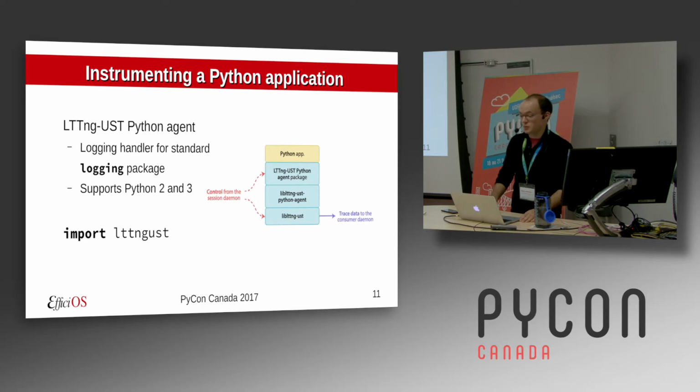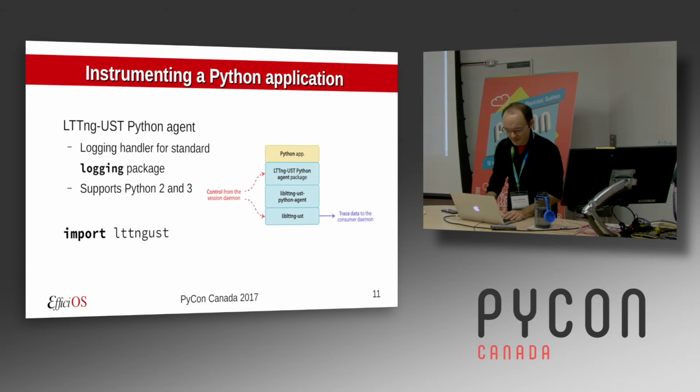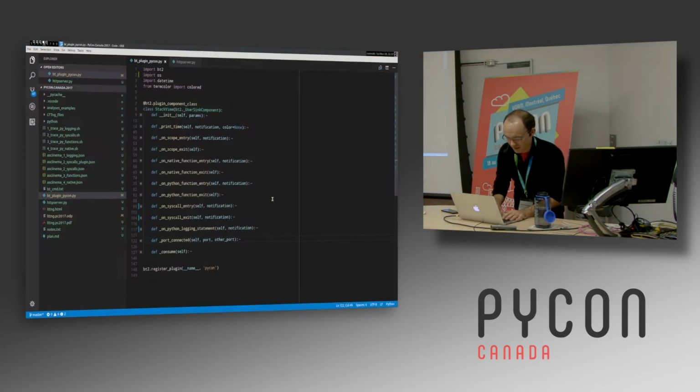I'm going to show how we can instrument a Python application, since this is PyCon after all. We provide the LTTng UST Python agent that basically hooks on the standard logging mechanisms of Python. So that means that we support both Python 2 and 3. And basically, you just need to import LTTng UST, and that's going to set up a log handler that funnels everything that your pre-existing Python application logs down to the LTTng buffers. So that looks like this.